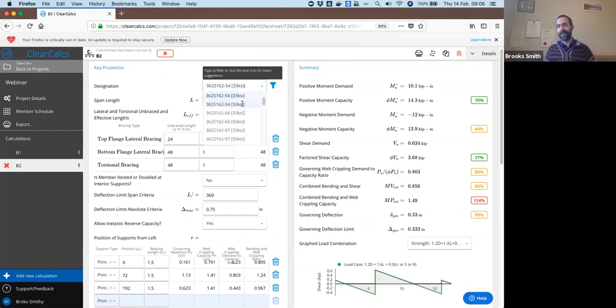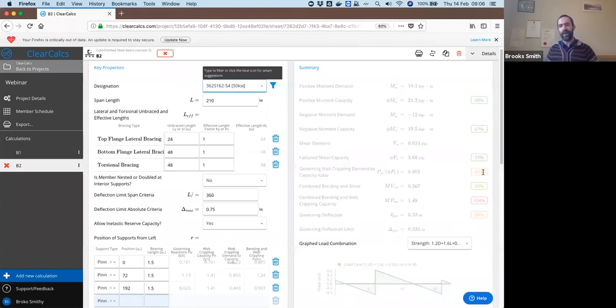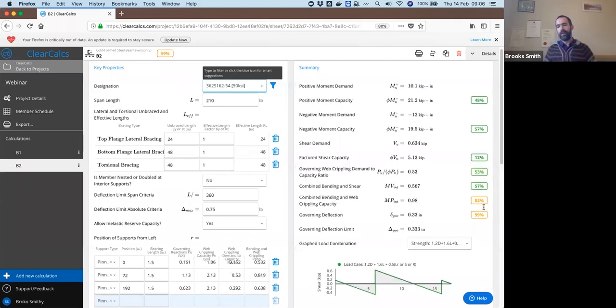But if we just bump that up to a 50 KSI yield strength instead, now that will work. And you'll see that MP value drop down to 82%. Still our governing strength, but now the calculation works. And now we're within capacity. So those are our two examples, to quickly go through there.